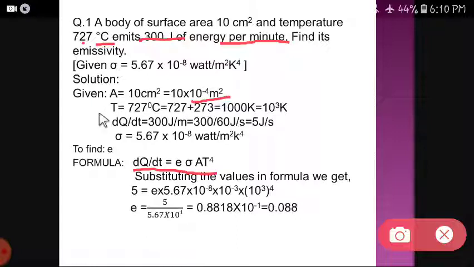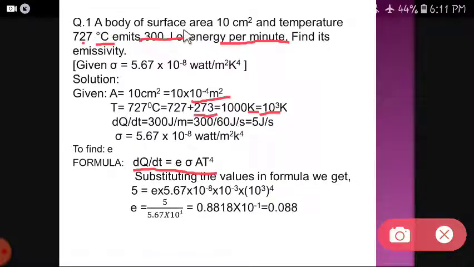All right. Now T is 727 degrees Celsius. We have to add 273 to convert it into Kelvin. So we are getting 1000 Kelvin. Instead of writing 1000 Kelvin, it is easy to write 10 cube, so as to find the numerical value of 10 cube it will be easy for us. So I am writing here 10 cube Kelvin.